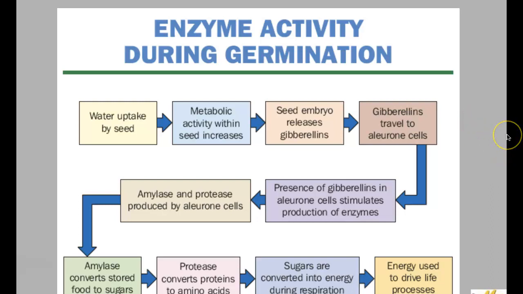And this is showing you enzyme activity during germination, all the different things that happen throughout. So it says things like amylase, that's basically sugar. Gibberellins is actually a growth hormone. So there's all these different things that naturally occur within a plant.